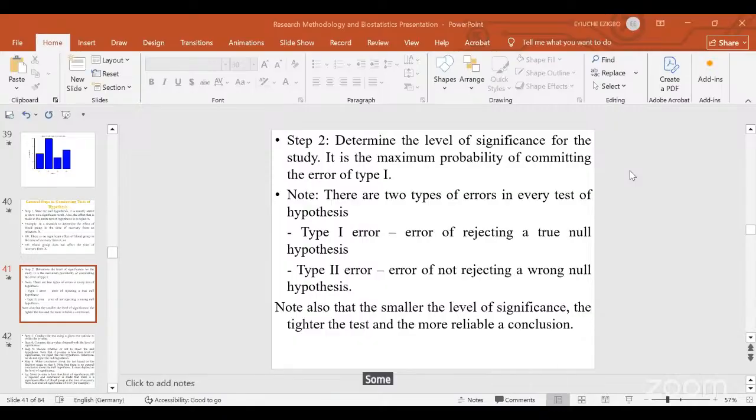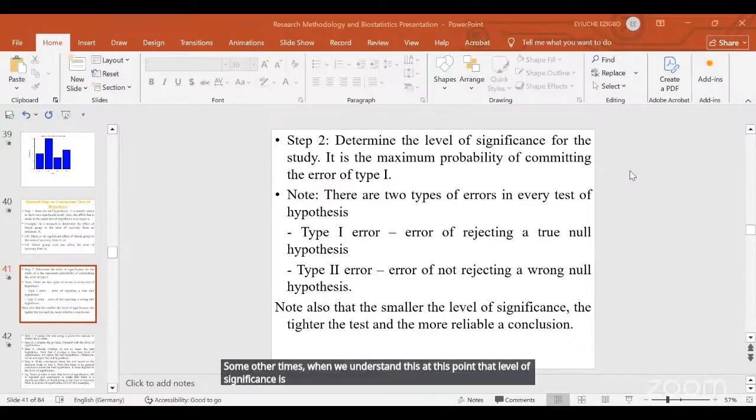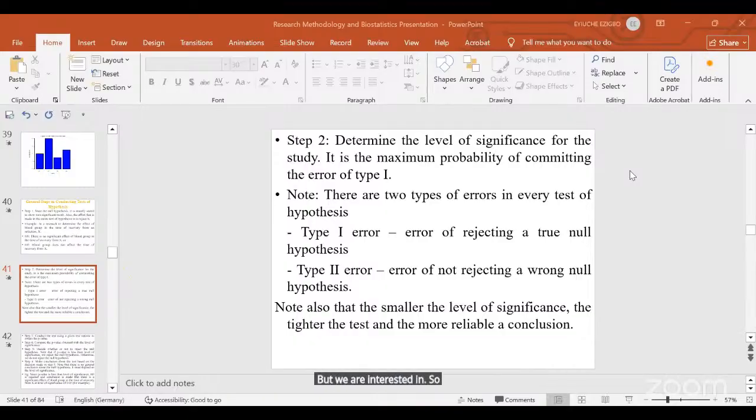Some other times, we may understand it at this point that level of significance is the what? The level of precision that we are interested in. So some other times, we may just look at it as the precision level of a research. Is that taken? It is a kind of maximum error that we can allow in that test. So we will state it. It is not any other person that will give it to me, but it is the researcher that will do what? That will state the level of significance.